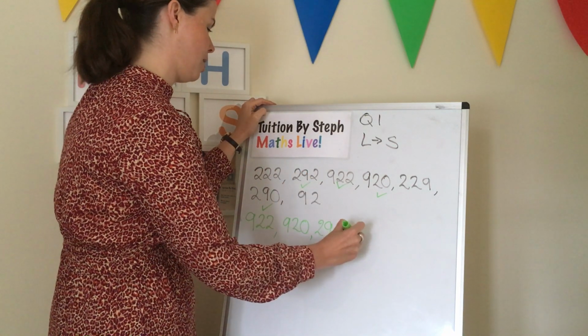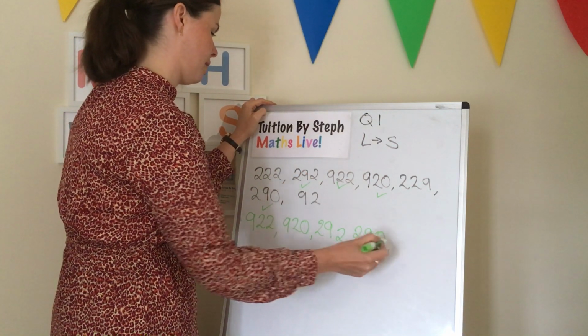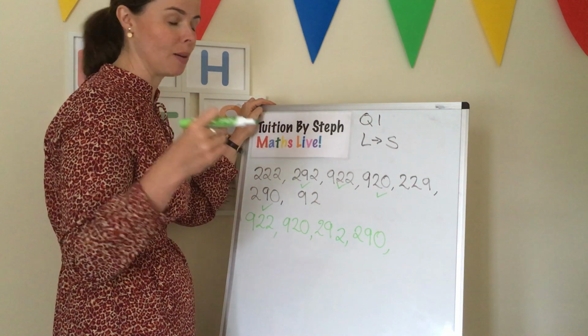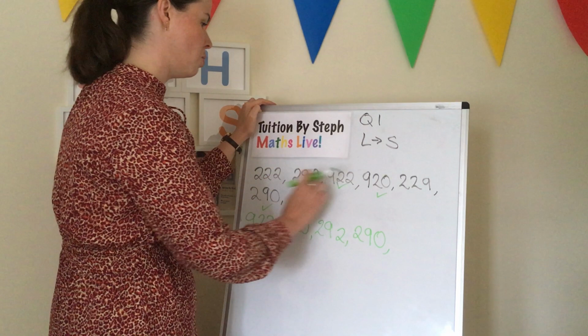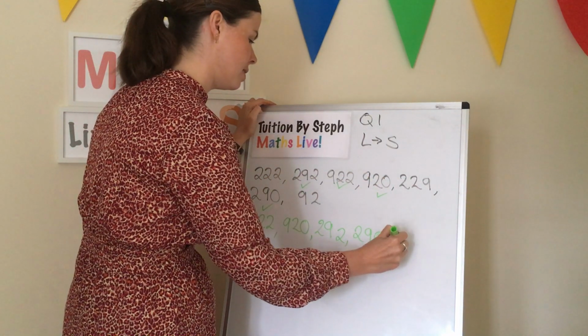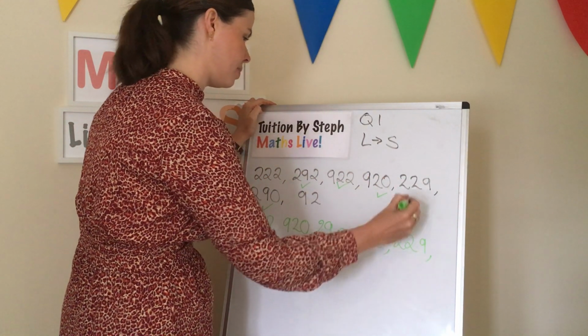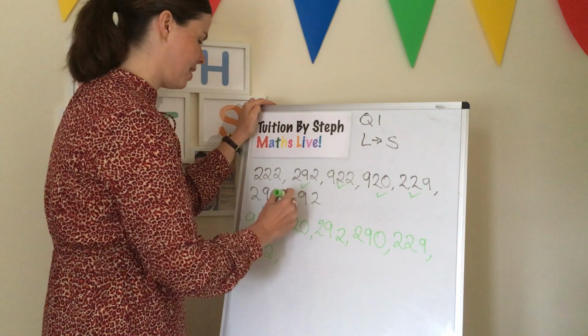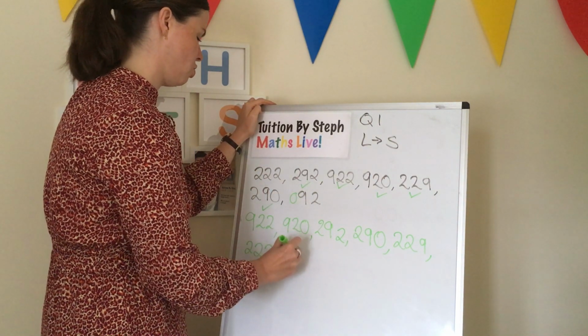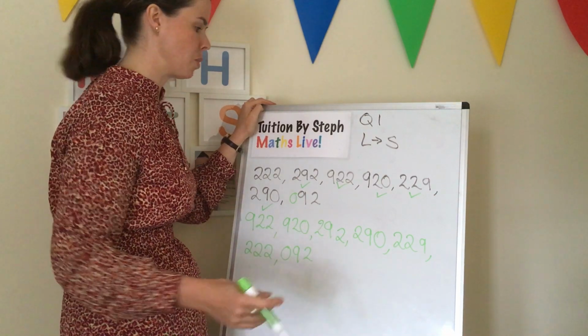292 and then 290. Okay, I would have spotted that if I was going to count, you'll see at the end. Right, back to it. 222, 229. There we go. And then 222. And then it was 092. You should write the same number that you were given.